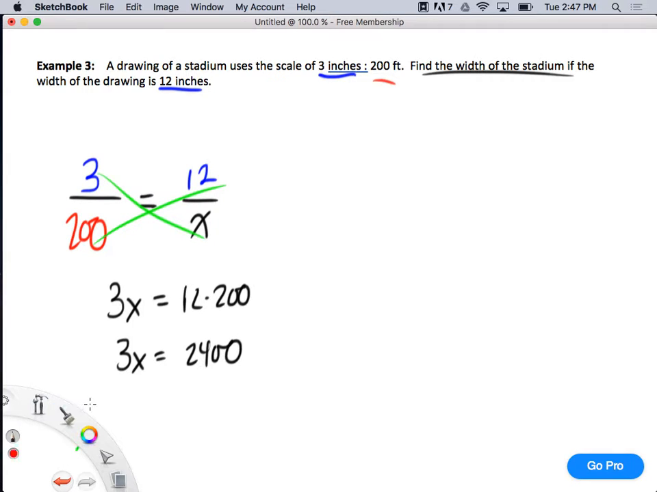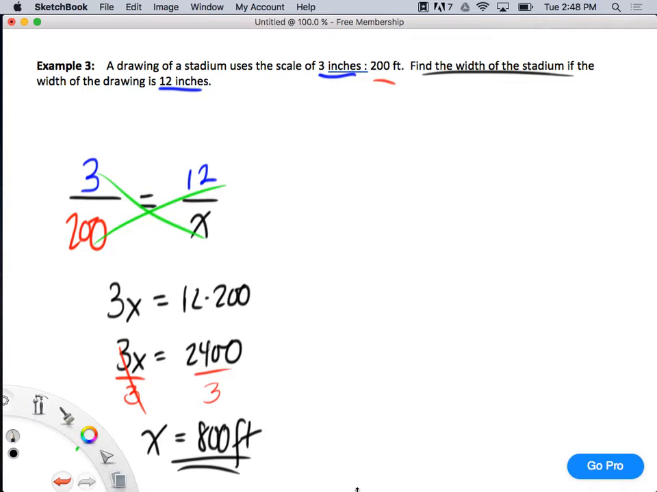Could you have done 12 times both sides? No, because you're cross multiplying. So then could you do 12 times 200 and divide that by 3? Yeah, that's exactly what I'm doing. And then you divide by 3. 2400 over 3 is 800. So that's 800 feet. So we can do it that way? You can do it that way, and I actually recommend you doing it this way.